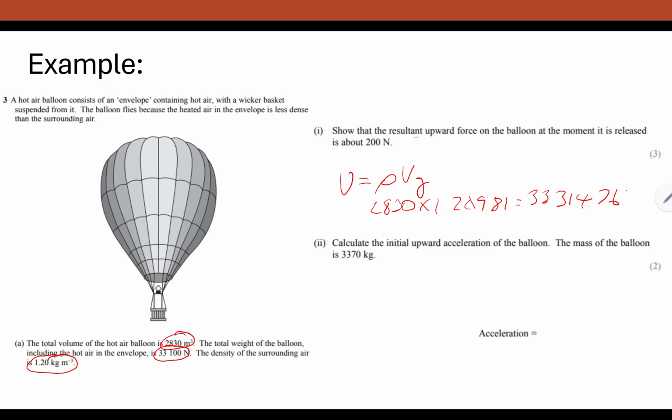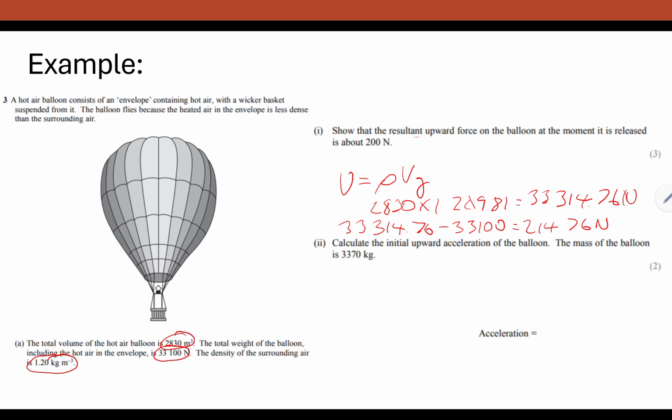33,314.76 newtons, and all we need to do is just minus 33,100 from it. So we do 33,314.76 take away 33,100. And when we do that, we get 214.76 newtons. So now on to part ii, where it states, calculate the initial upward acceleration of the balloon.